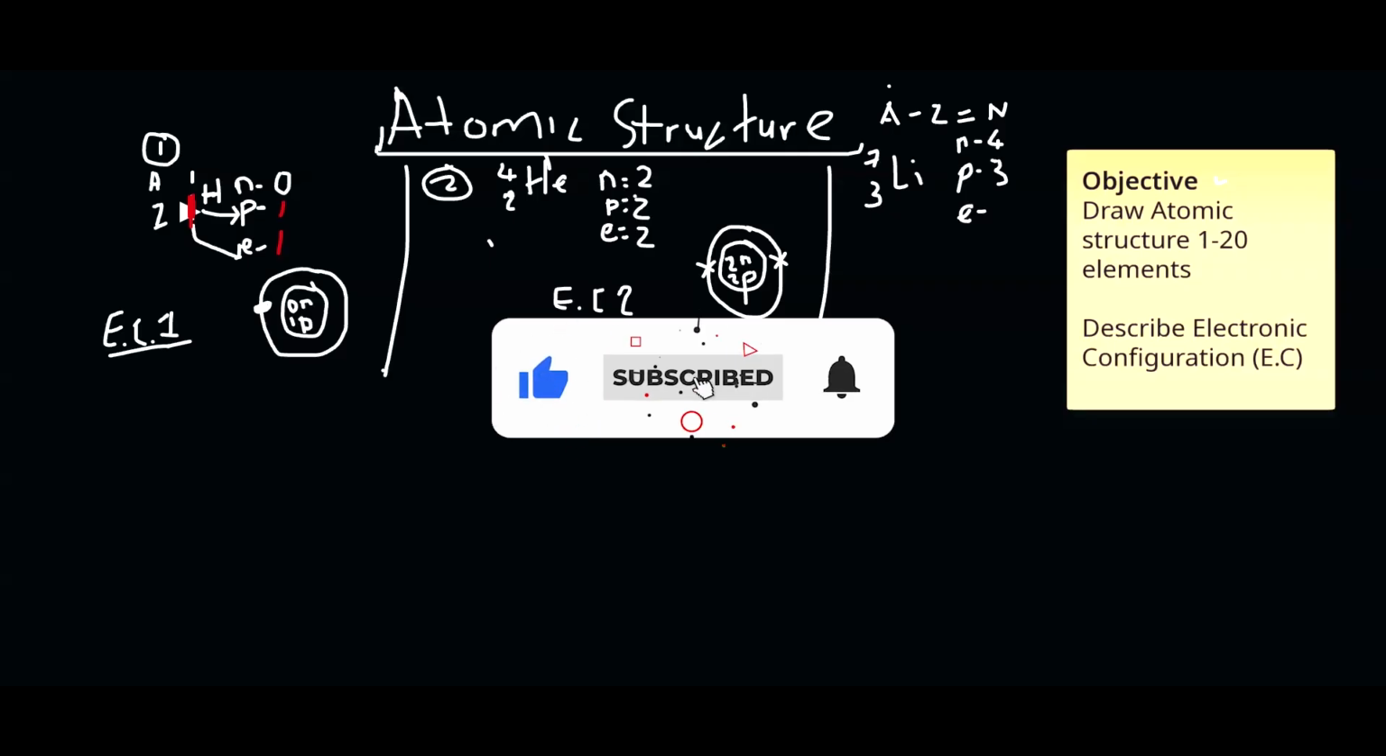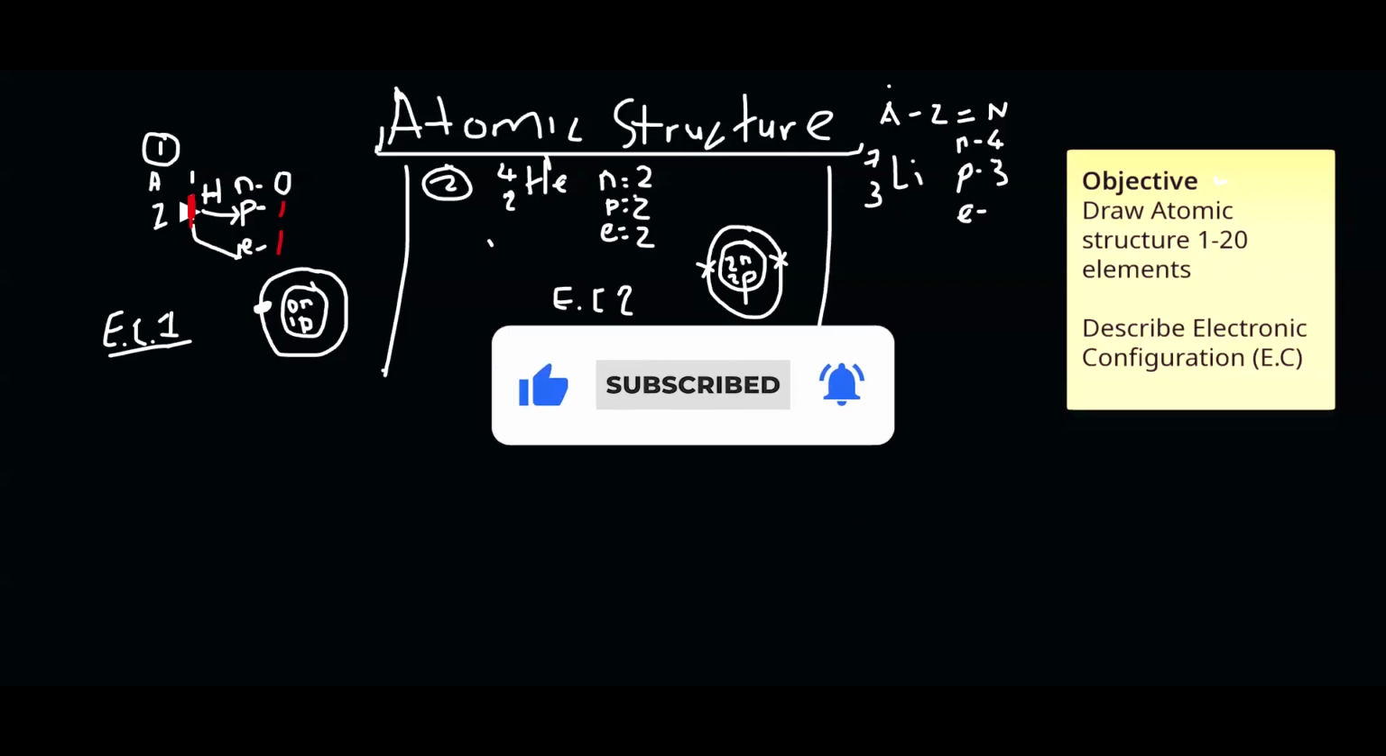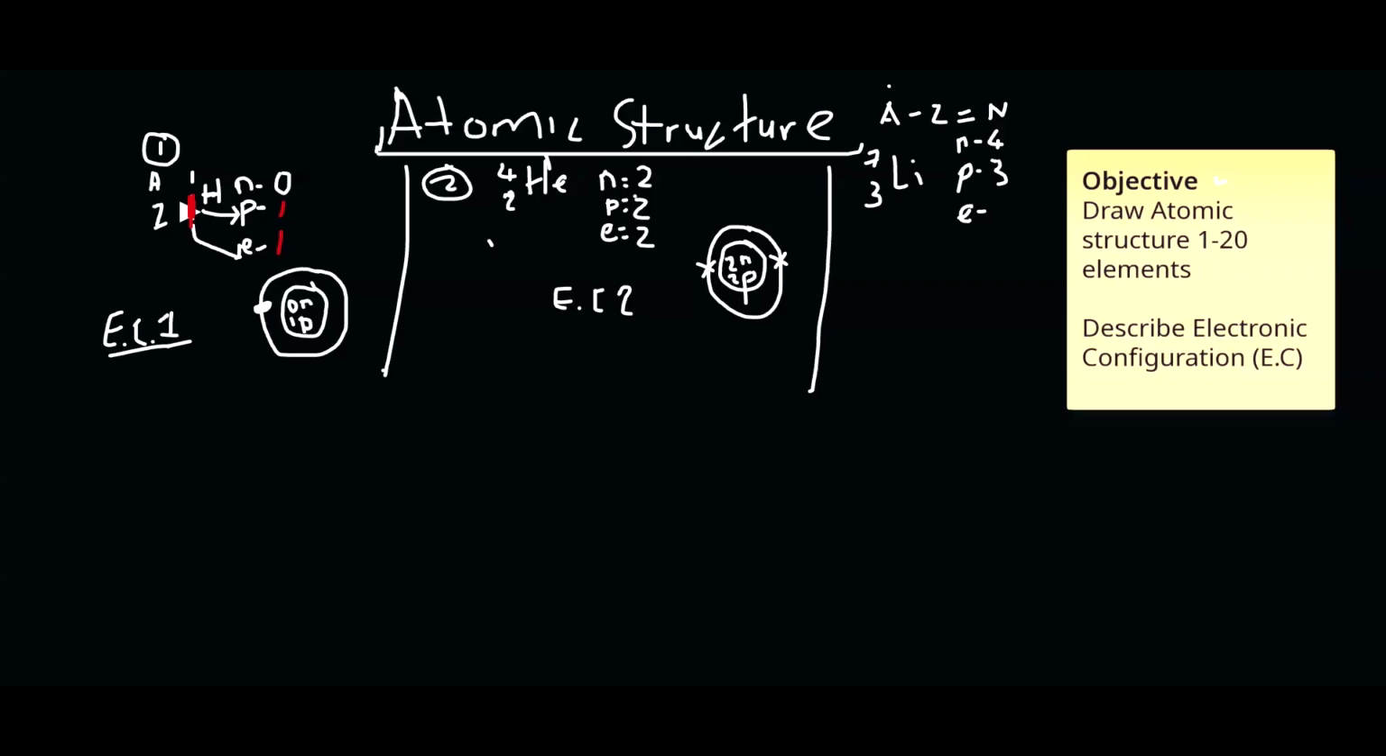Alright, so we said the atomic number is 3. Protons would be 3, and the electrons would be what? 3 as well. Good. What we need to do now is move on to draw the structure. Again, you have N and P in the nucleus, 4 for N and 3P.